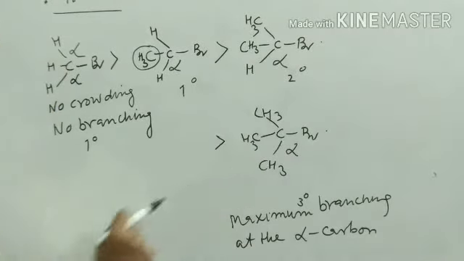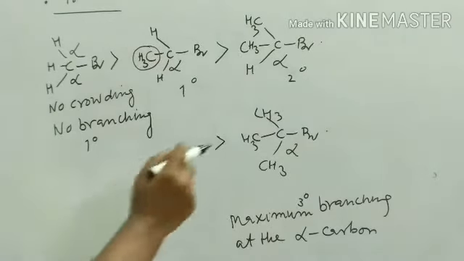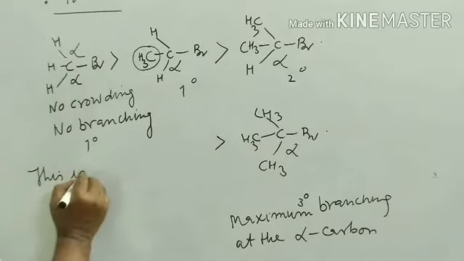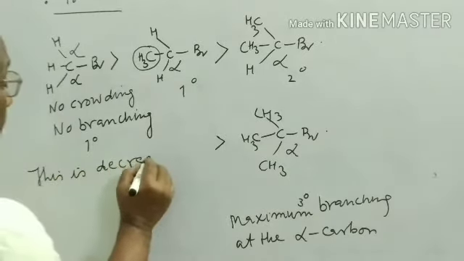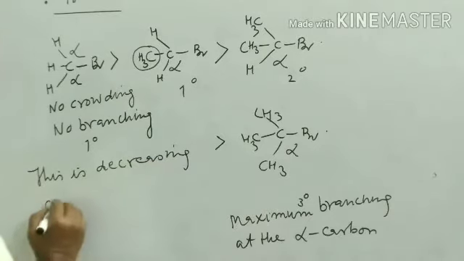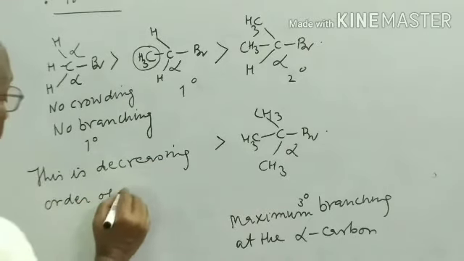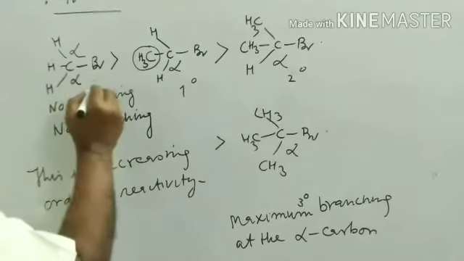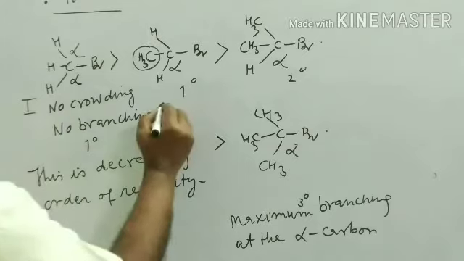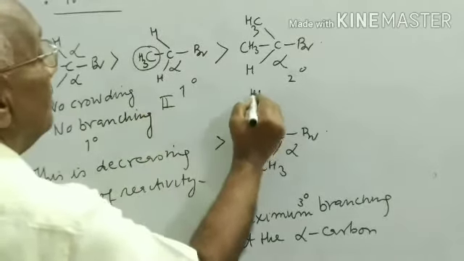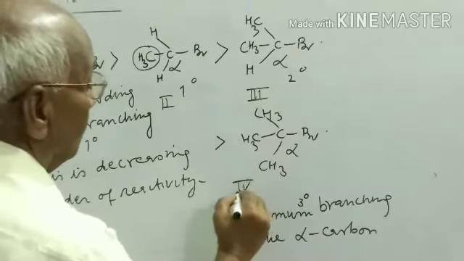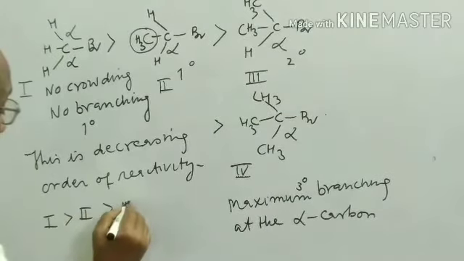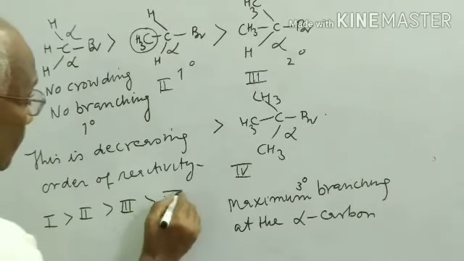So this is the decreasing order of reactivity. If you label this first, this second, this third, this fourth, the order of reactivity can be written as first, second, third and fourth.